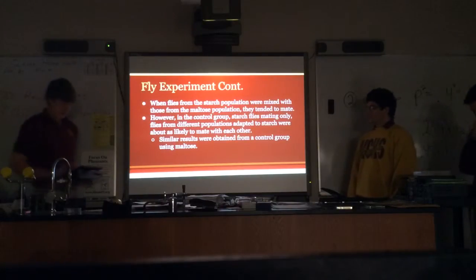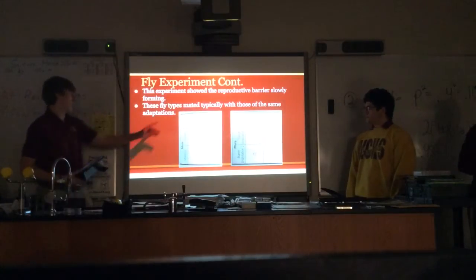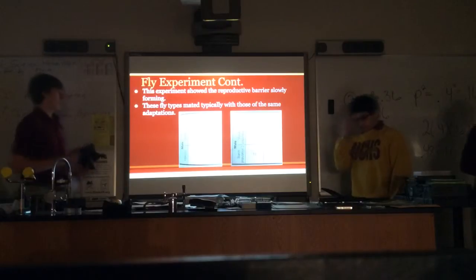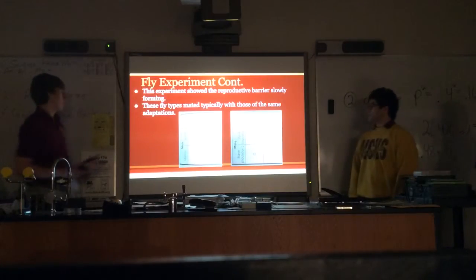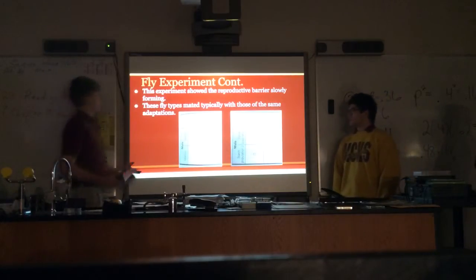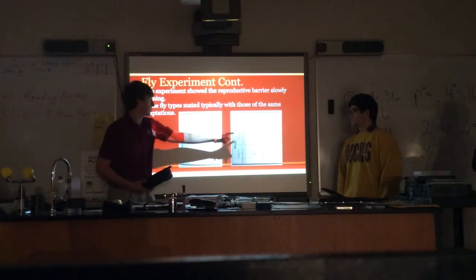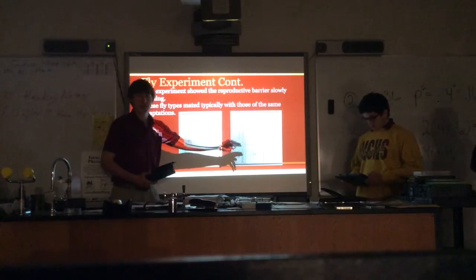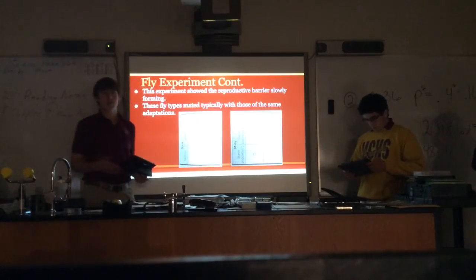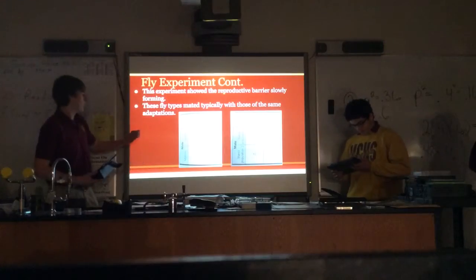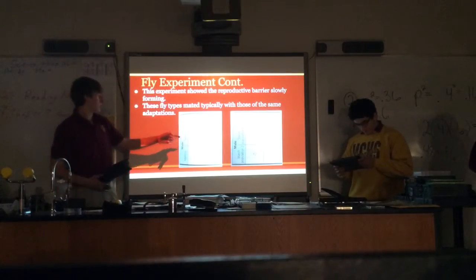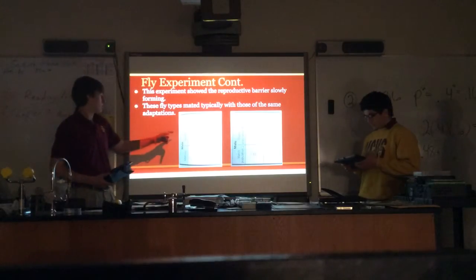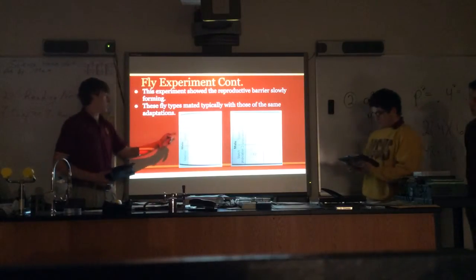And if you look here, here's the graph from the book. The experiment showed reproductive barriers slowly forming between these two populations. And if you look here, this was the control group. So you have the different starch populations, and here's female and male, and they mixed together because they were both raised on starch. But if you look here, when the starch and the maltose flies were mixed, there was a significantly lower number of starch and maltose flies that mated, rather than starch versus starch.